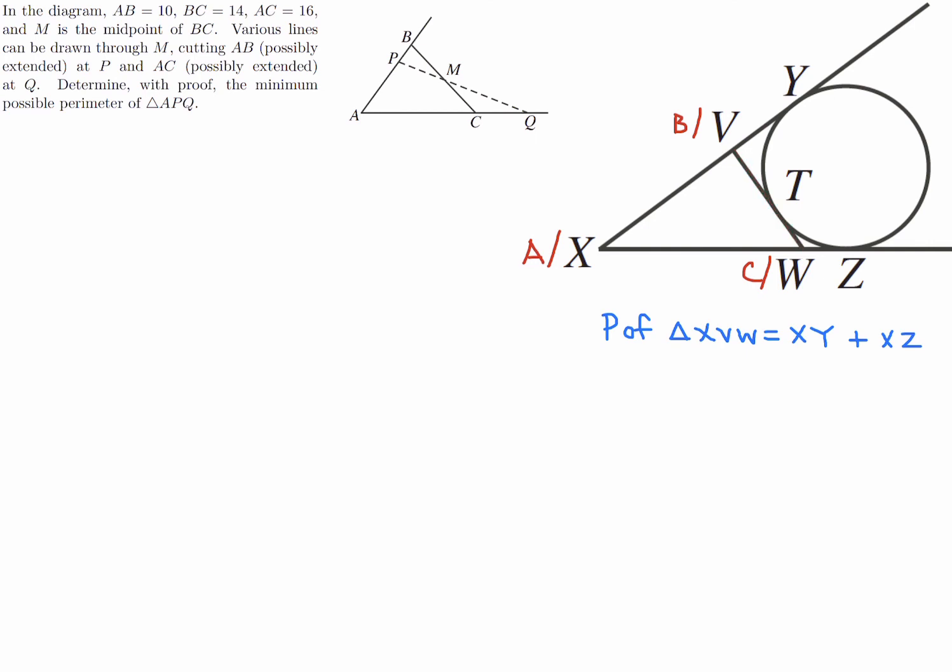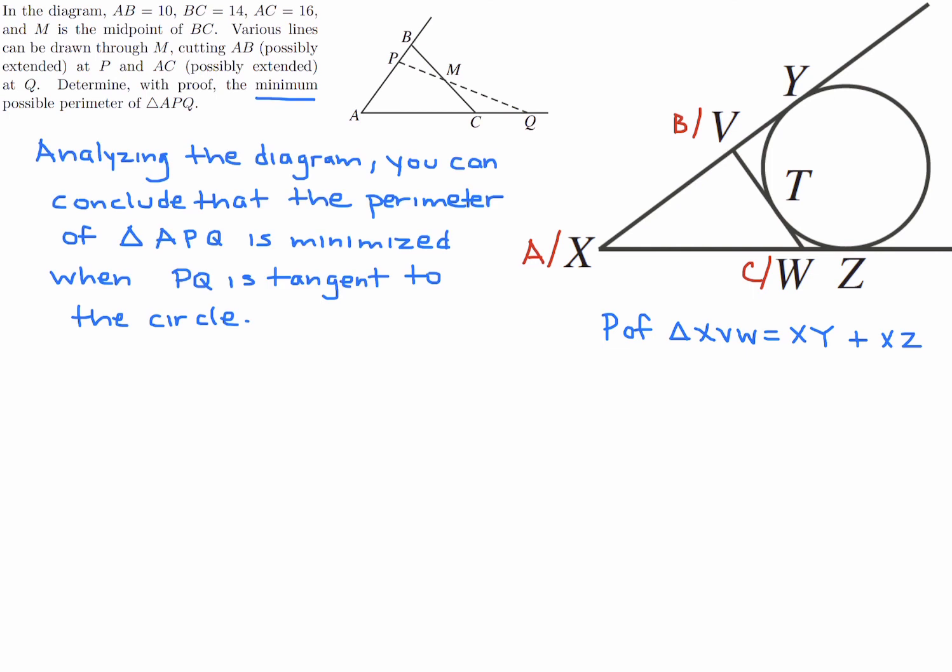So in summary, analyzing the diagram, you can conclude that the perimeter of triangle APQ is minimized when PQ is tangent to the circle. And basically what that means is that PQ is equal to VW. That is the scenario that will minimize the perimeter of triangle APQ right here.